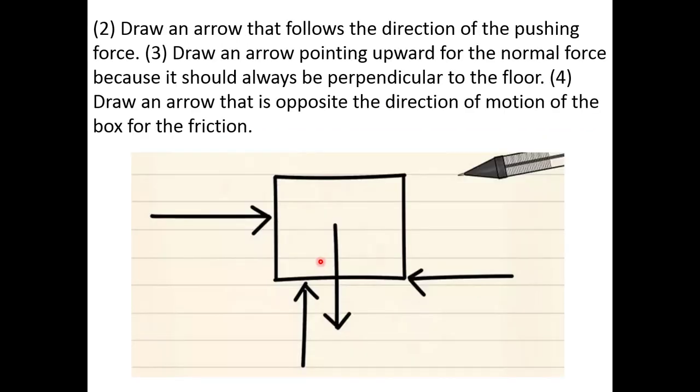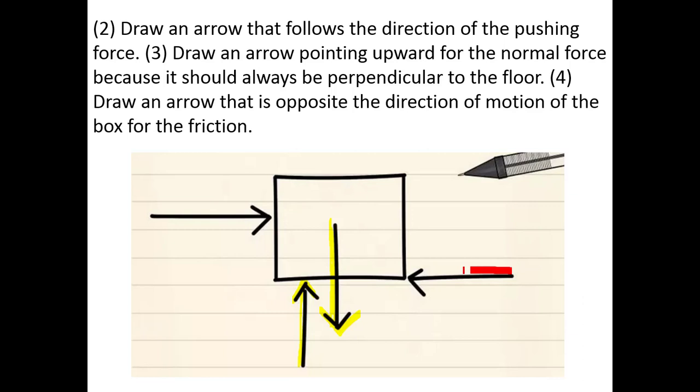Next, draw an arrow that follows the direction of the pushing force. A man is applying the force, F application, remember the previous video. This is the force applied on the box. And number 3, the normal force. This normal force is against the weight load.